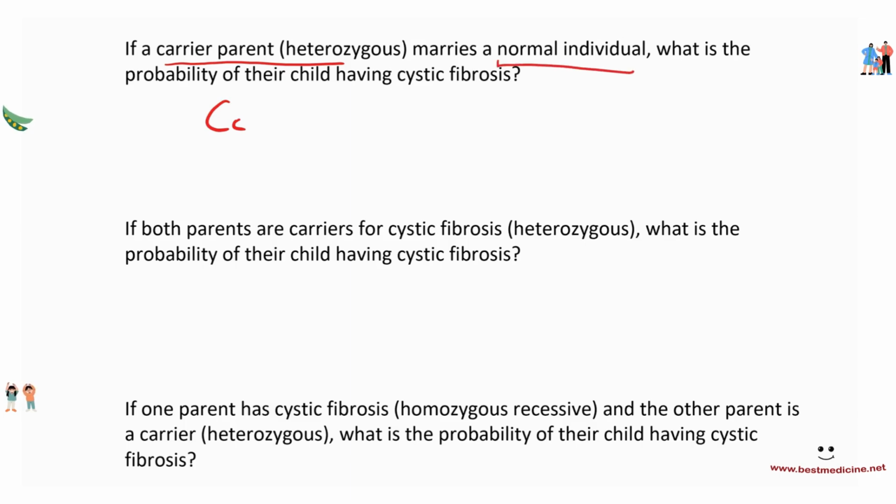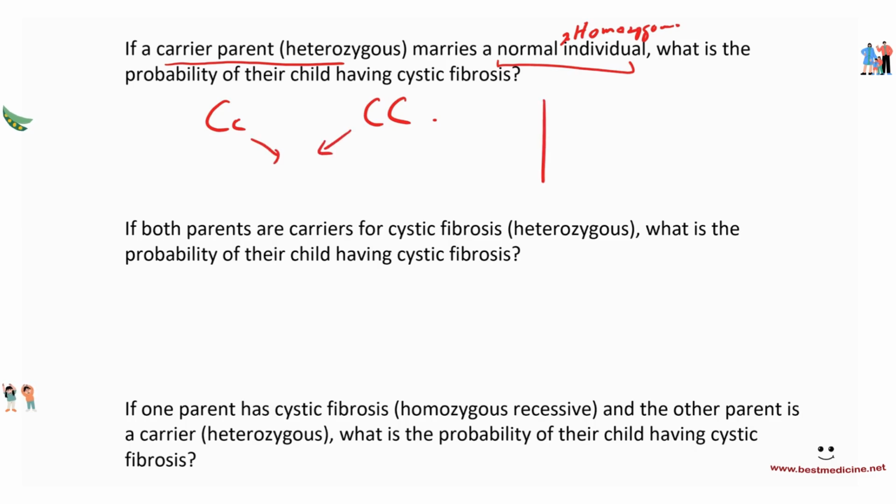Marries a normal individual. So a normal individual, phenotypically, can either be a carrier or homozygous dominant. But in this case, I'm just going to assume, because I made this question and I haven't worded it, a normal homozygous individual. Homozygous individual who's normal, okay? So that's going to be homozygous dominant. That's CC.